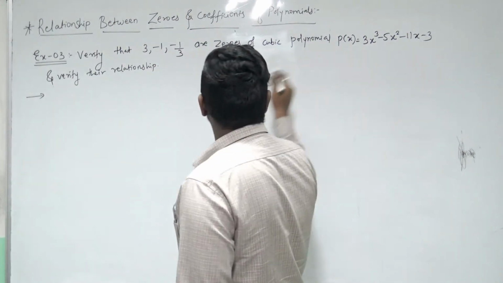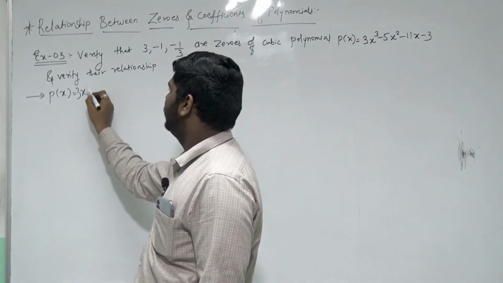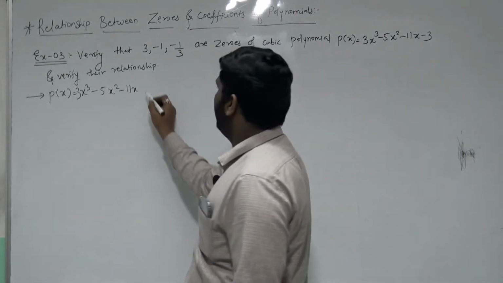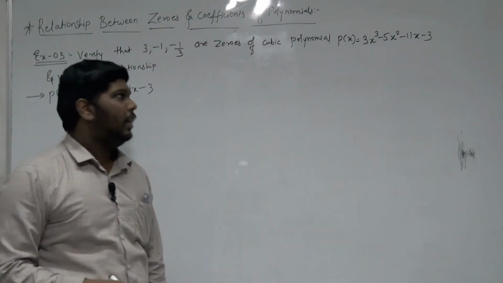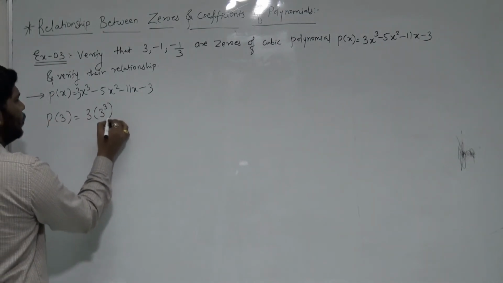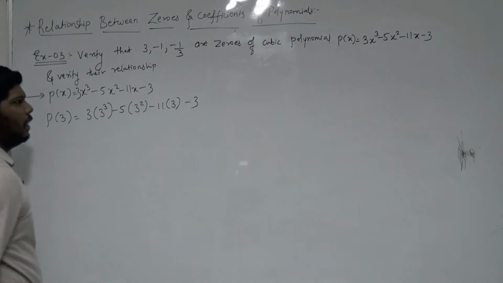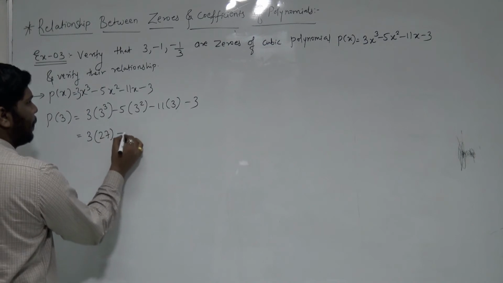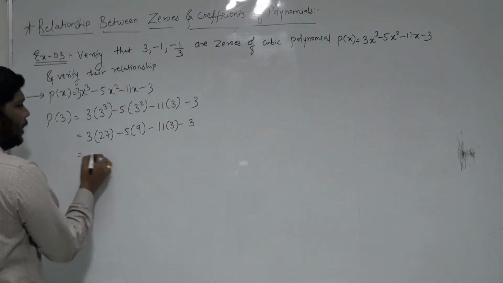So first, let us note down the polynomial p of x, that is 3x cube minus 5x square minus 11x and minus 3. Now here, when I substitute the first value of x, that is 3, what I will get? We can say p of 3, value of x will be 3. So 3 into 3 cube minus 5 into 3 square minus 11 into 3 minus 3 as it is, correct? So further on solving, 3 cube is 27, 3 square will give you 9, minus 11 into 3 minus 3.